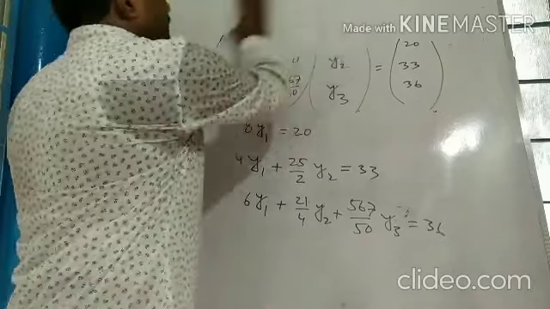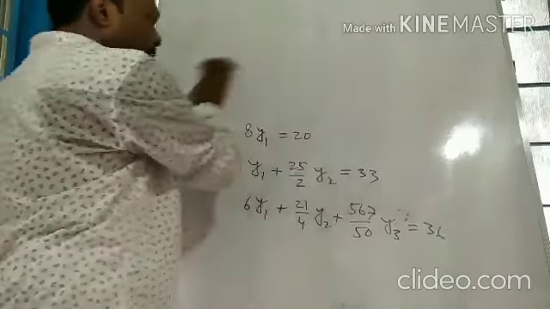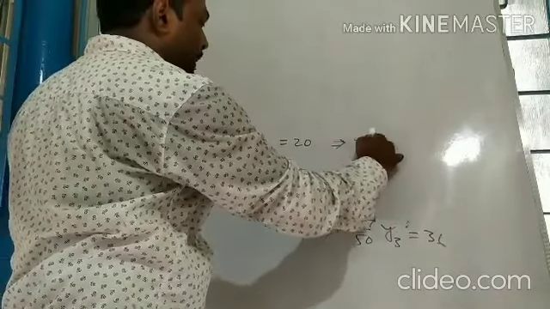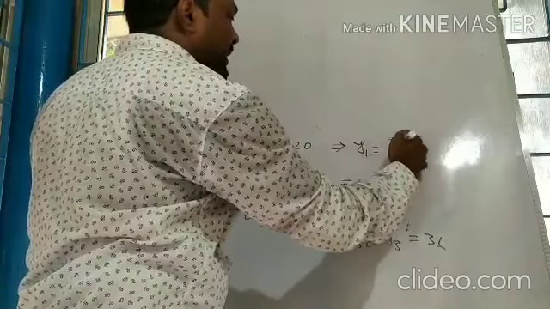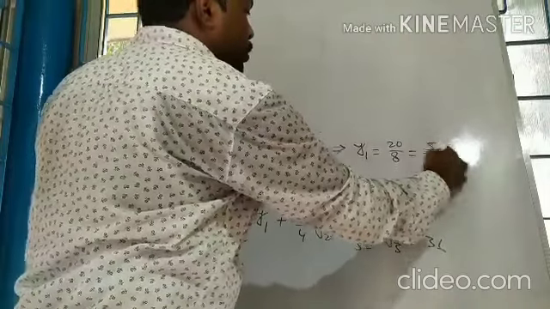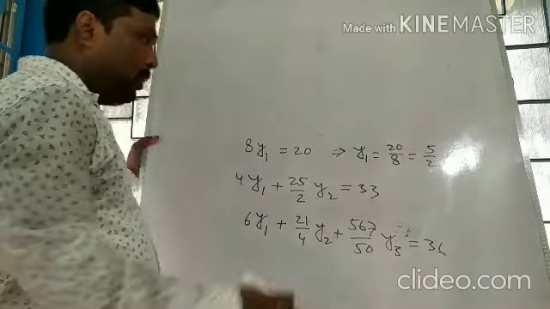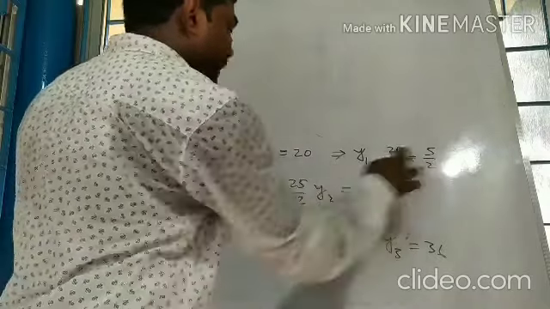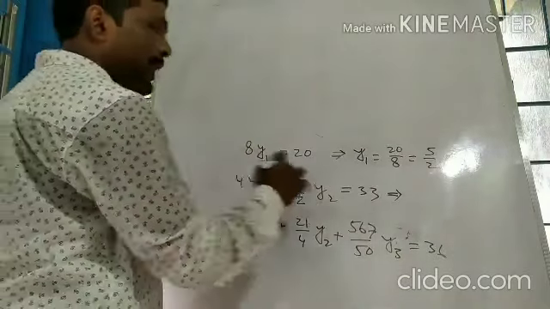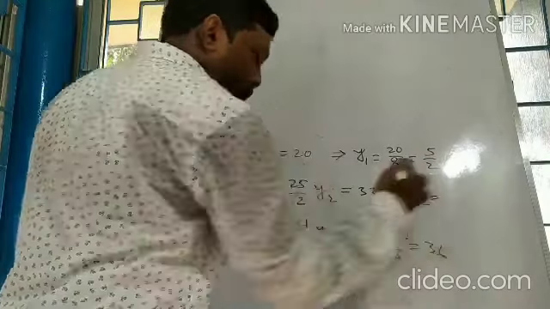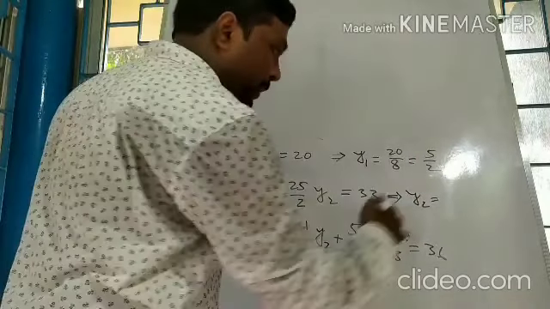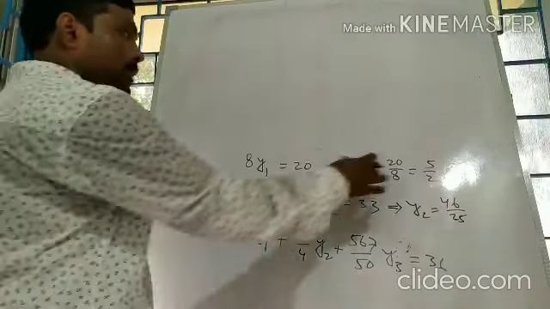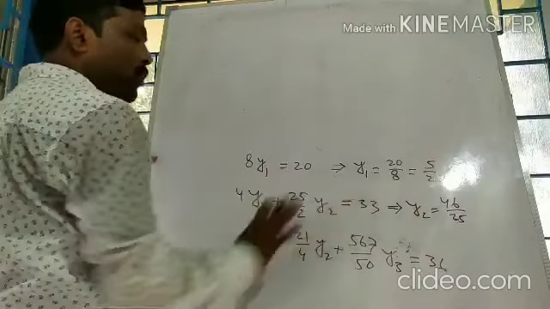Okay. Now, what is y1? 8y1 is 20, so y1 is 20 by 8, that is 5 by 2. So y1 is 5 by 2. Now put y1 equals 5 by 2 here and calculate y2. Then y2 is 46 by 25.